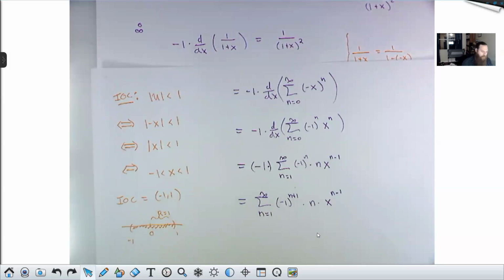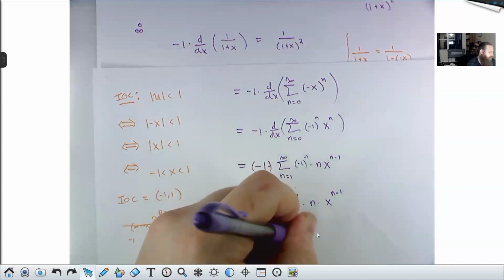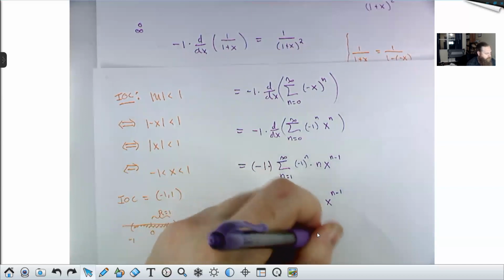And since the interval of convergence was open, i.e. did not contain either endpoint at the start, when you differentiate, at worst, you can lose endpoints. Well, there's nothing to lose here. There are no endpoints in this interval already. So this is done. And the interval of convergence for this new series is the same as the old one, negative 1 to 1.